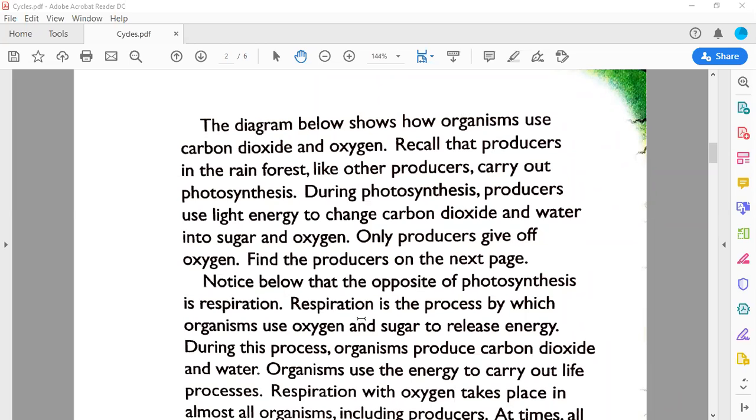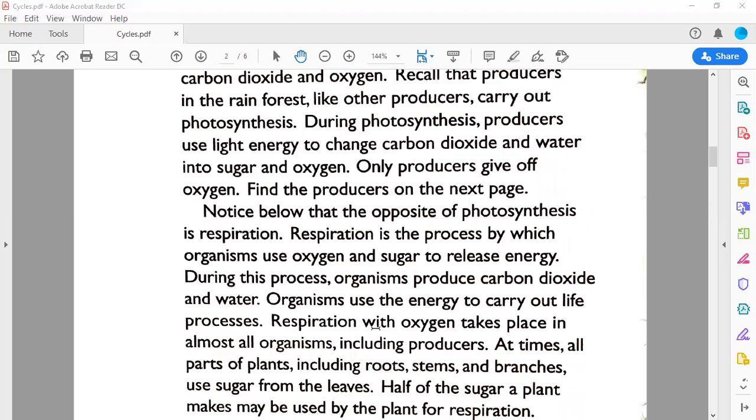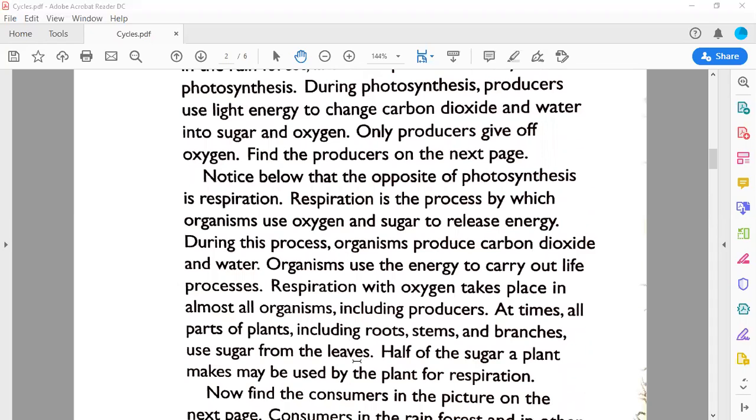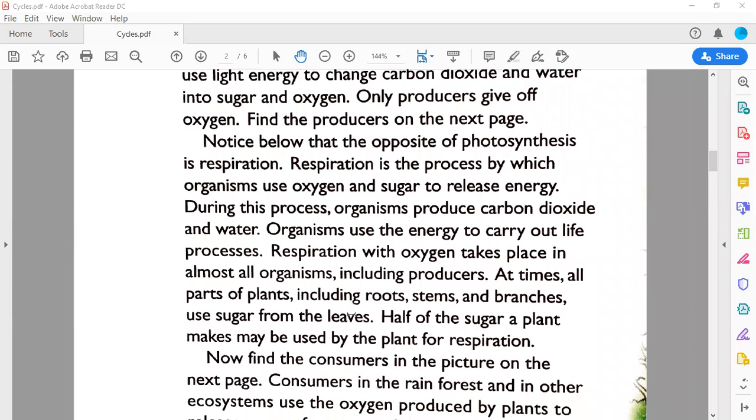Note that the opposite of photosynthesis is respiration. Respiration is the process by which organisms use oxygen and sugar to release energy. During this process, organisms produce carbon dioxide and water. Organisms use the energy to carry out life processes. Respiration, which needs oxygen, takes place in almost all organisms.